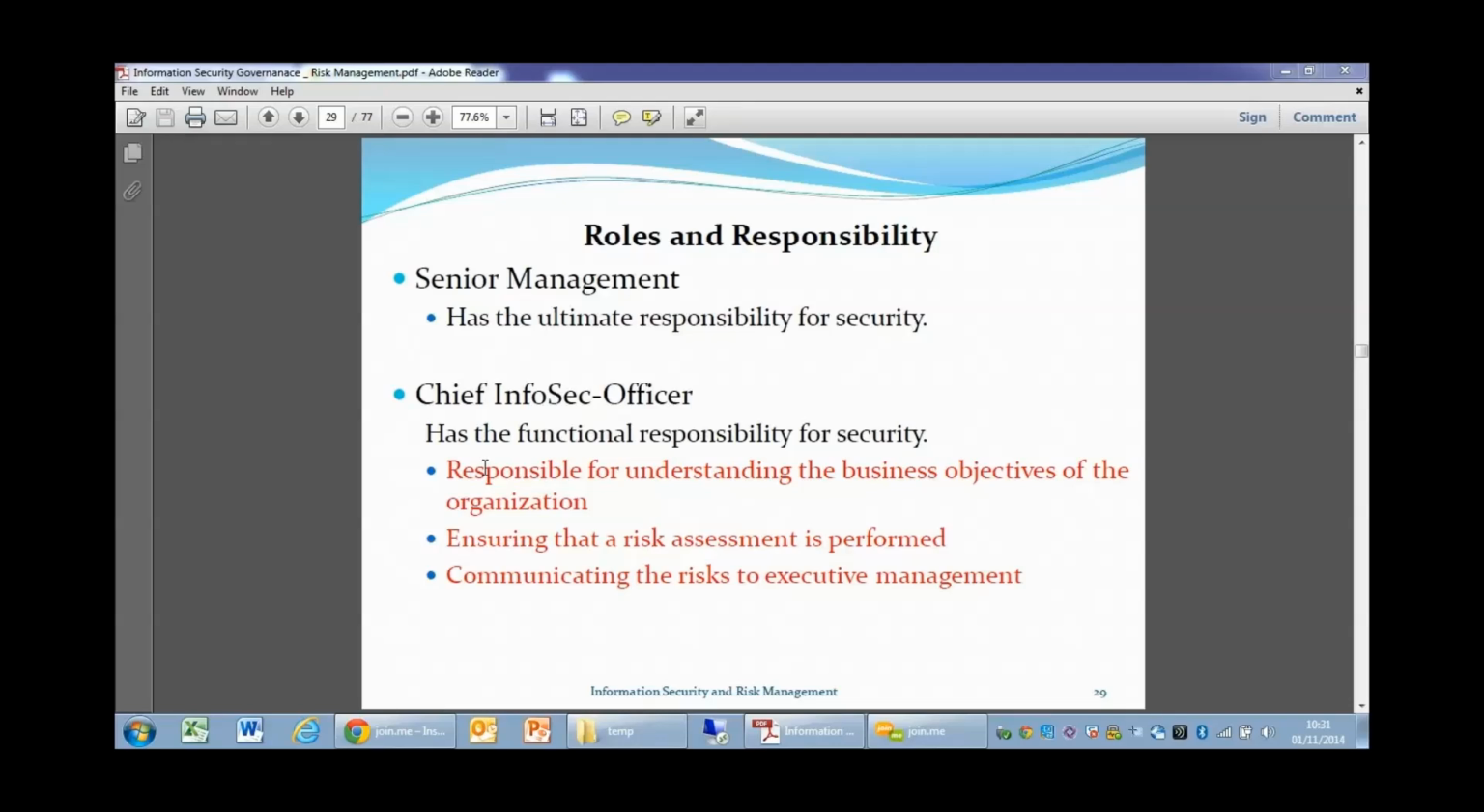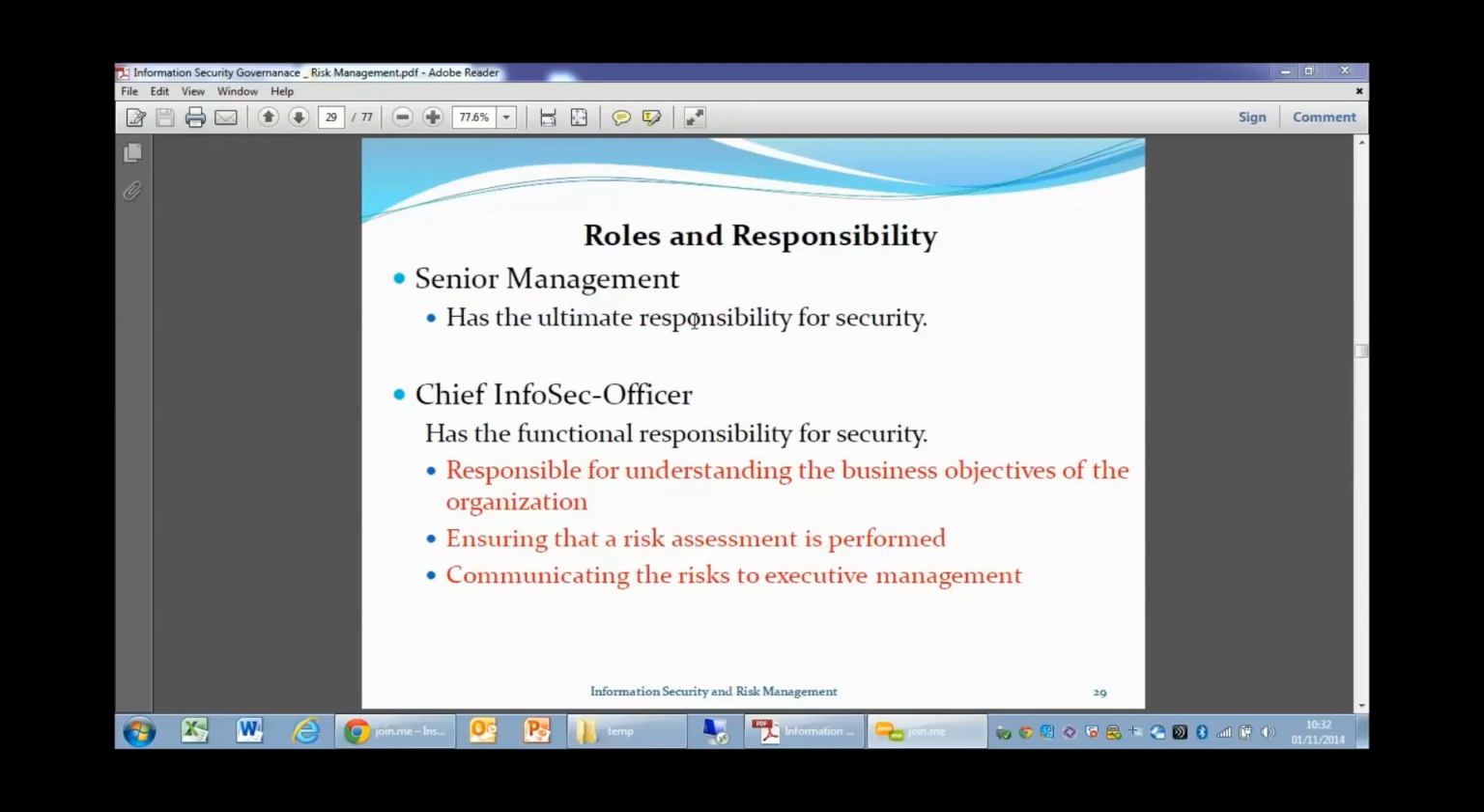So let's start with the new topic, which is all about roles and responsibilities. Senior management, we all understand, is a very generic term. Let's understand more about what the roles and responsibilities of a chief infosec officer are. As the name suggests, a chief information security officer is a senior position, not a junior one. He is among the CXOs, equivalent to the chief information officer. He takes responsibility for the whole of information security.